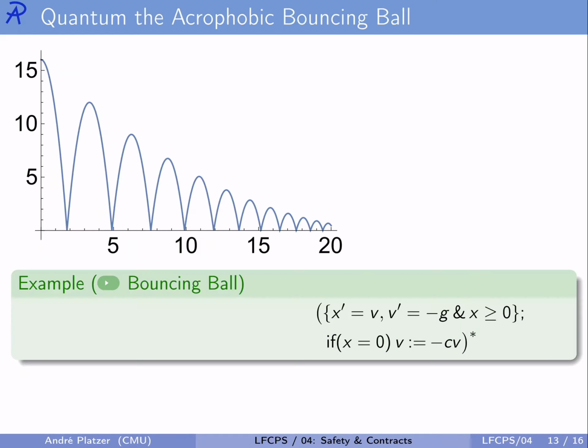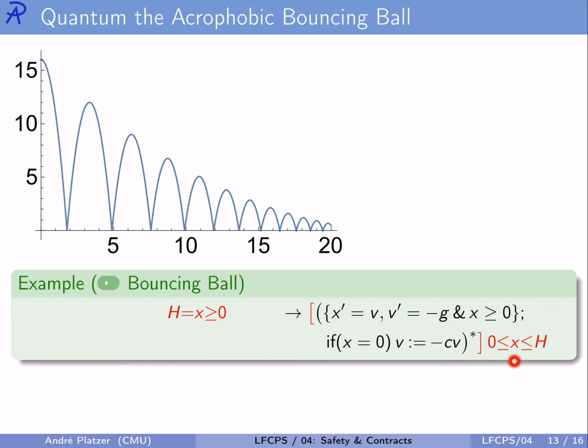Here's a bouncing ball model, the hybrid program for Quantum, the acrophobic bouncing ball, and here's a specification that always, when we start at the initial height h, at a position greater or equal 0, then all behavior of the hybrid program for the bouncing ball is such that we indeed stay above ground and below initial height.